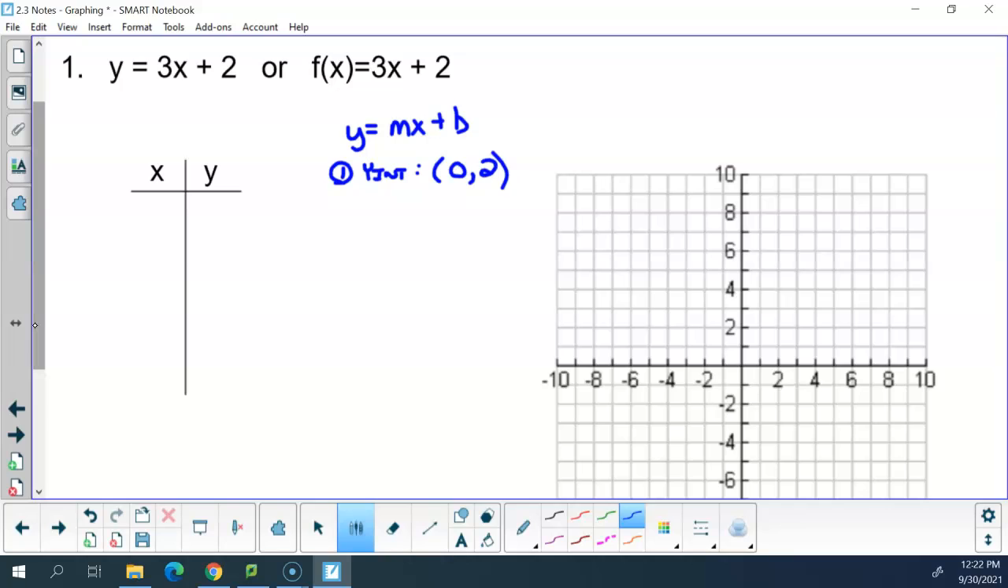Origin is the cross of the crosshair. And I'm going to go up 2, and I'm going to put a dot. There is my y-intercept. Then I'm going to utilize the slope of this line.